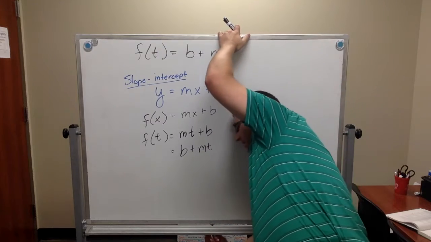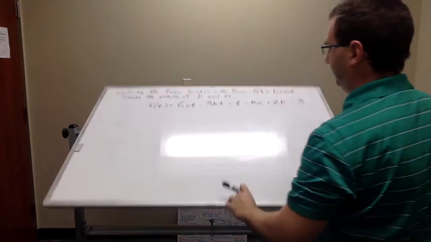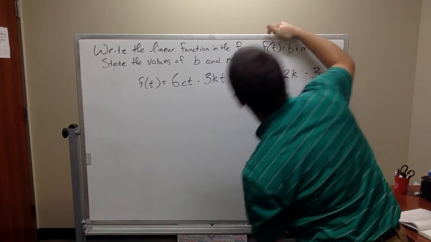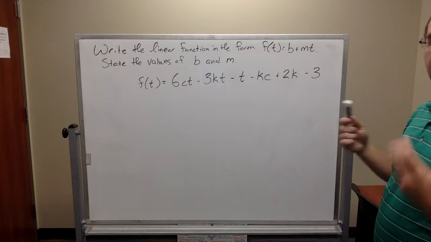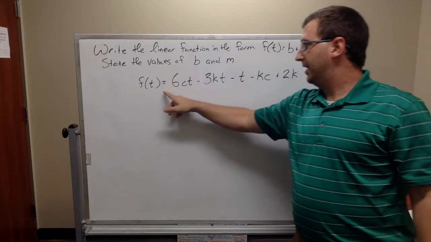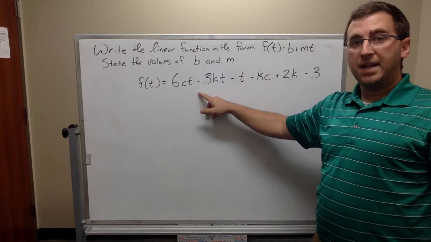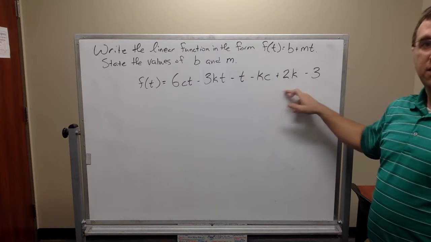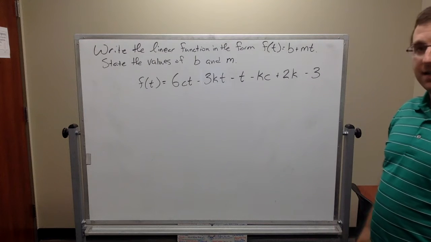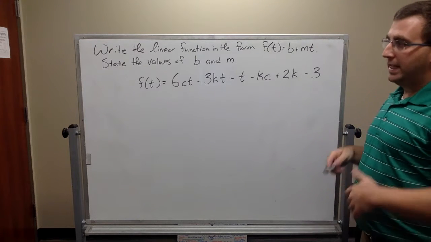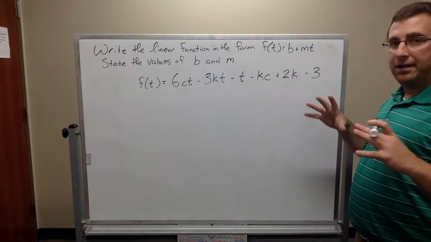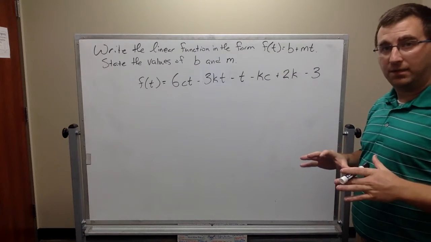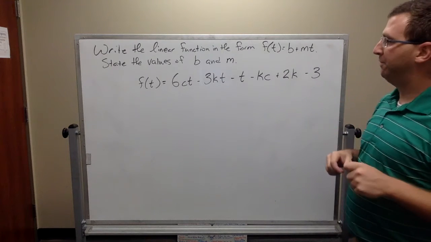Okay. Now, going back to the original problem, write the linear function in the form f of t is b plus mt. Okay. Now, f of t is 6ct minus 3kt minus t plus kc plus 2k minus 3. Okay, a lot of stuff going on. So what we need to do, we need to combine or organize everything that has a t with it. Everything that does not have a t with it, we, in a sense, yank it out.